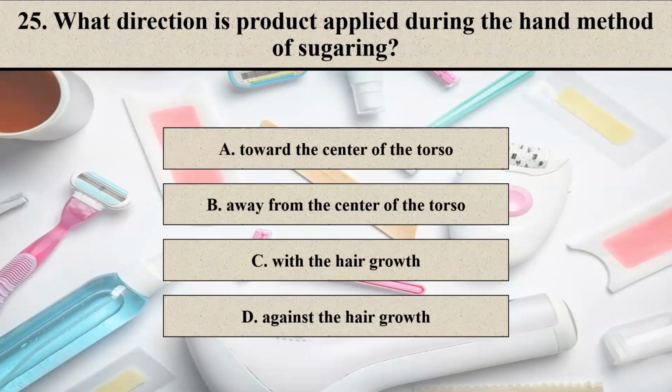What direction is product applied during the hand method of sugaring? Is it toward the center of the torso, away from the center of the torso, with the hair growth, against the hair growth?